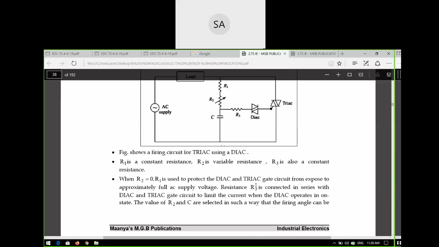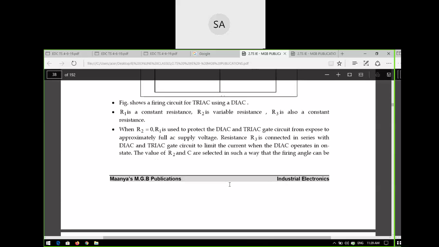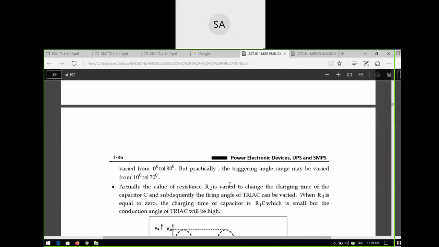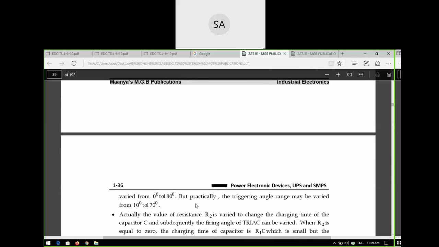So what is the conduction angle when R2 is 0? Whenever R2 is 0, the conduction angle is 0 to 180 degrees. The triggering angle ranges between 10 to 170 degrees only, practically. Actually it is 0 to 180 degrees, it should vary, but practically the triggering angle will be 10 to 170 degrees.